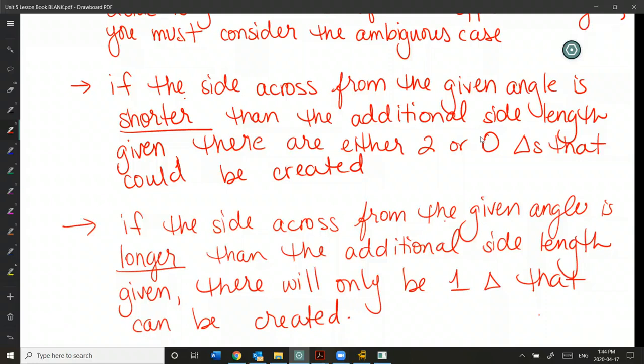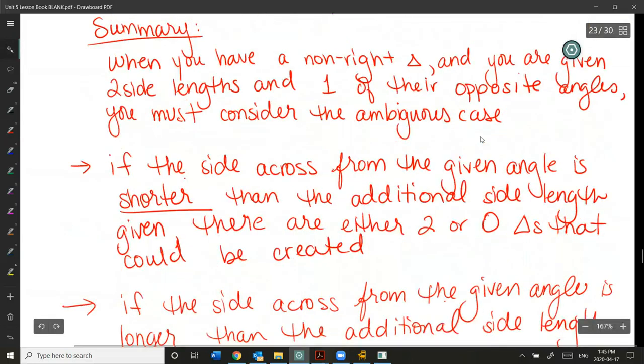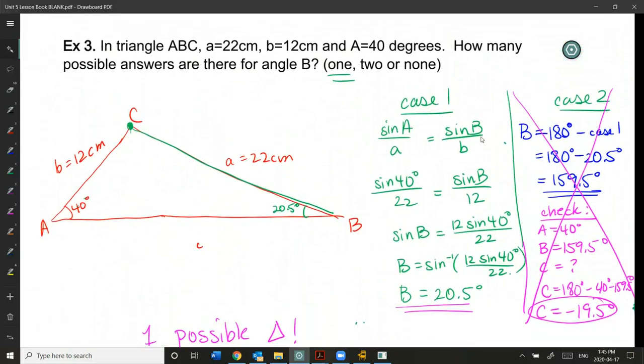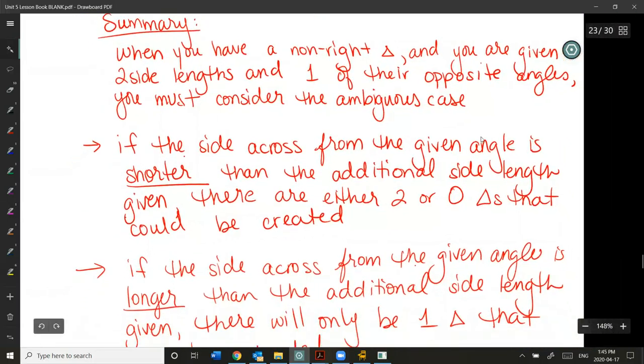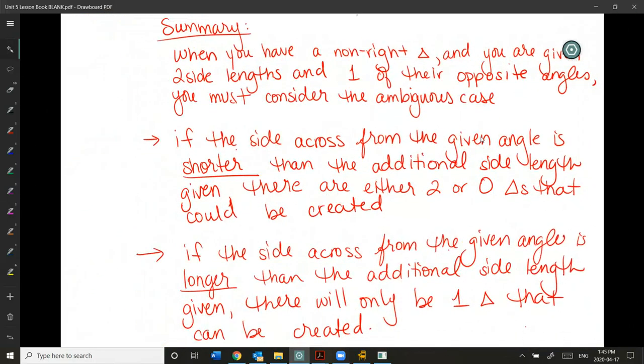And finally, if the side across from the given angle is actually longer than the additional side length given, there's actually only going to be 1 triangle that you'll need to be considering, and that would be like in example 3. So we can see here that A is across from the angle that's given, and this side length is actually longer than the additional side length that's given. And as we can see here from our picture and from the math, there's only 1 possible triangle that can be created there. So if you want to write this little summary in your notes, you can pause the video. This is just a helpful way to kind of predict whether you have 1 case, 0 cases, or 2 cases that need to be considered when you're doing the math for these triangles.